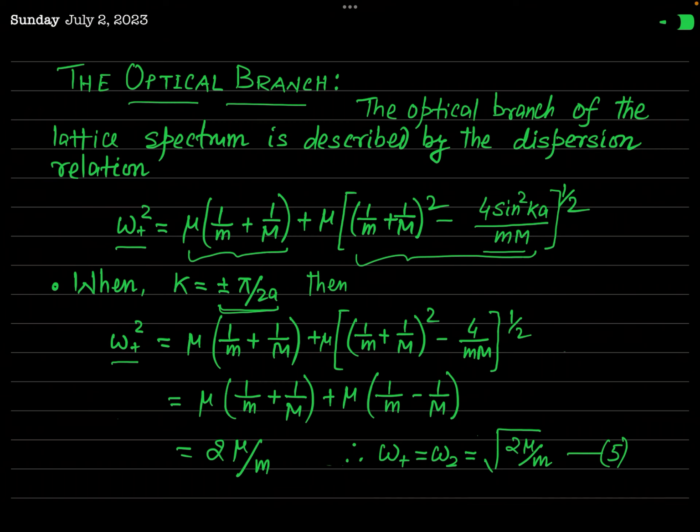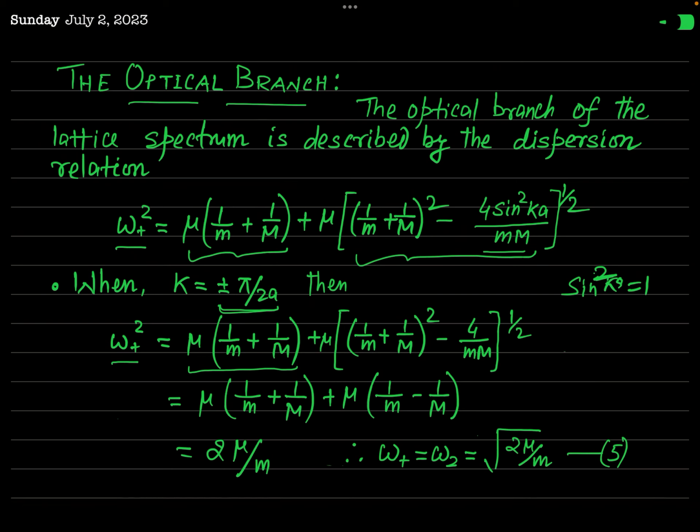Okay. Actually, in this case, you will see that the frequency of the optical branch is at its lowest value at the boundaries of the first Brillouin zone. And what will be that? For this, when K is equal to plus minus pi by 2a, then sine square Ka is equal to 1. You have seen earlier. So our expression for omega plus square will be equal to this much.